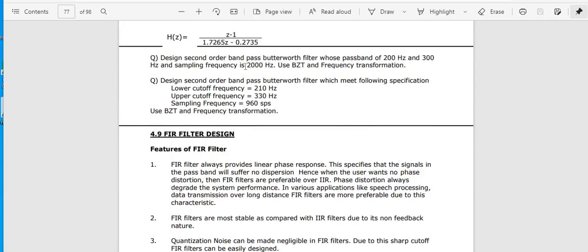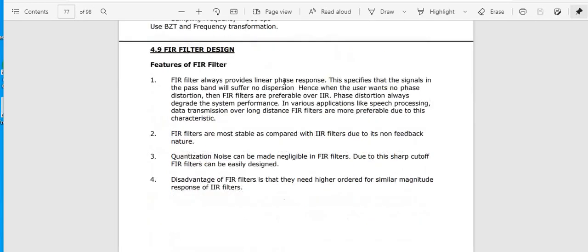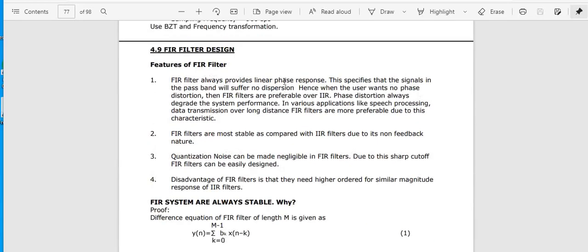For the second one, what you can use: design a second order band pass Butterworth filter whose pass band is in hertz, right? You have to convert it into radians per second so that we can do it. Similarly, we do have the next part. It's also given, and sampling is also given. We have to design it. Similarly, next we are proceeding with FIR filter designing. Very, very important. That's unit 4.